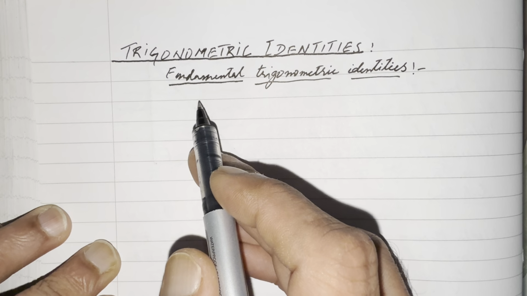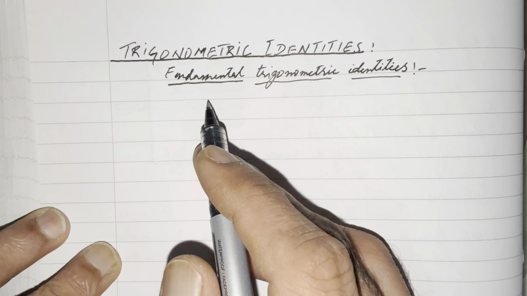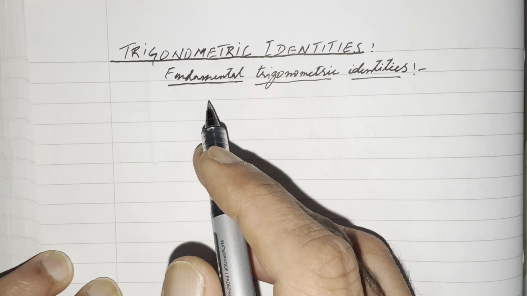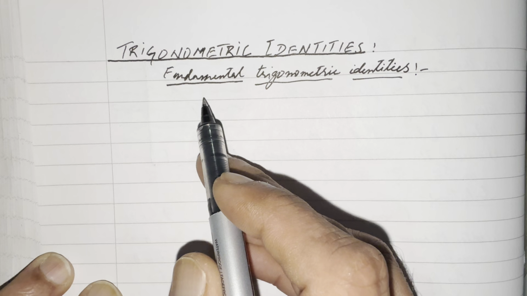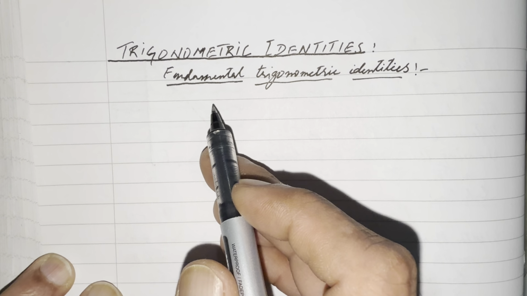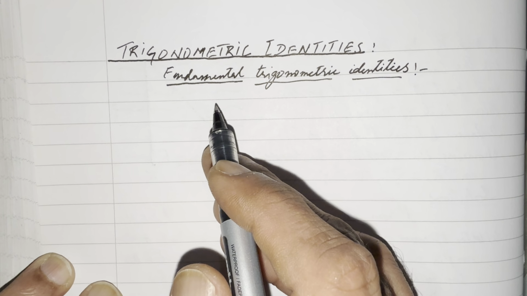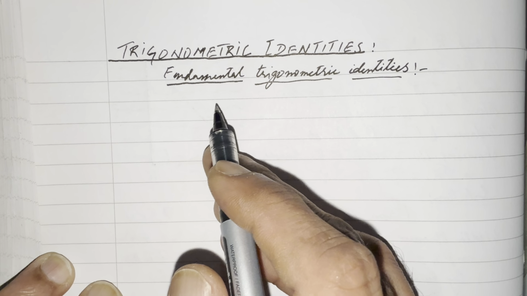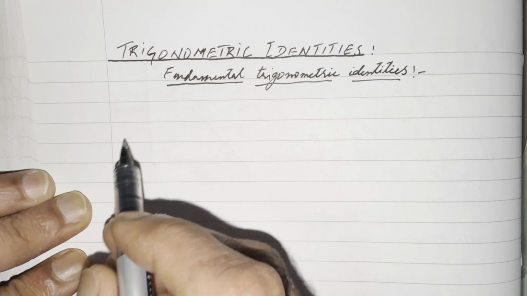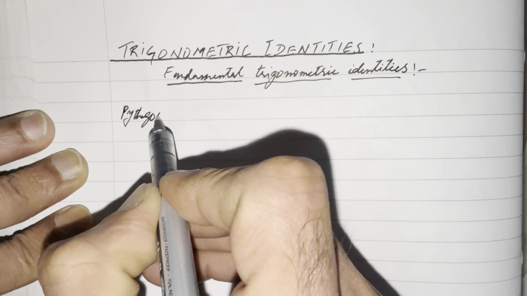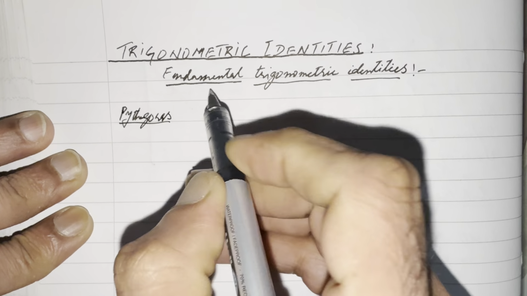So for the trigonometric identities, we shall consider some of the fundamental identities that are used in trigonometry. The key to these basic identities is the Pythagoras theorem in geometry. As you know, the Pythagoras theorem, what is the Pythagoras theorem?